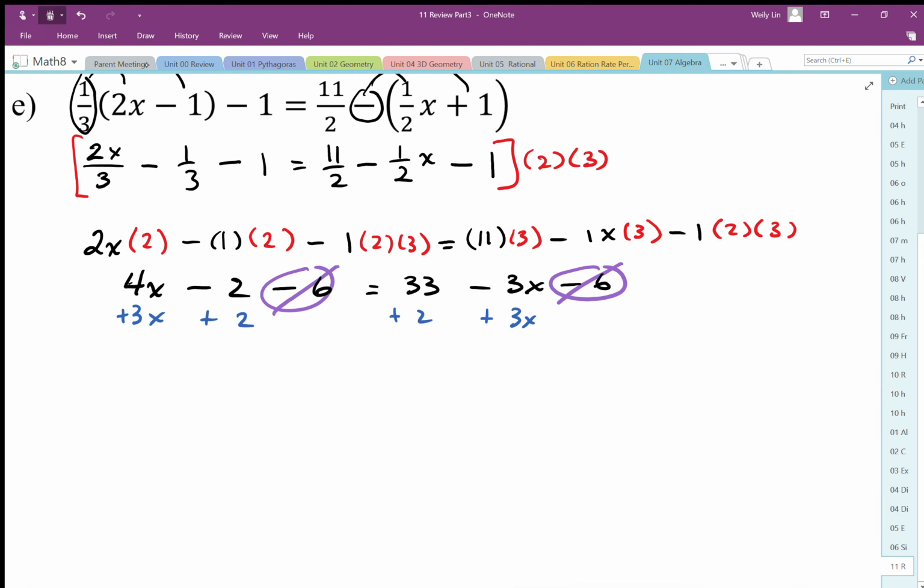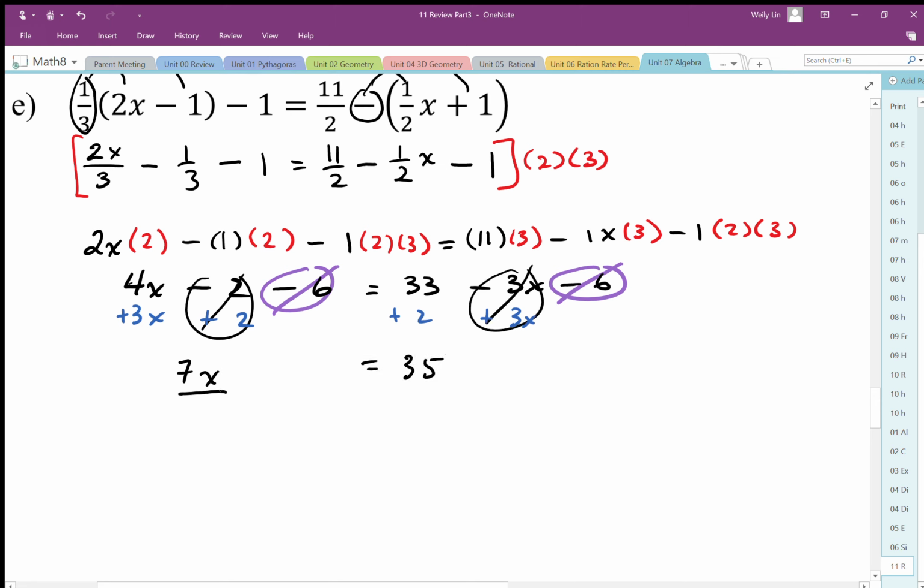In doing so, I end up with 7x's, 0 pair, 0 pair. That's going to equal 35. Divide by 7, divide by 7. I kept everything balanced. My answer is x equals 5.